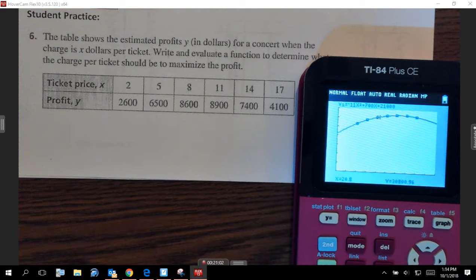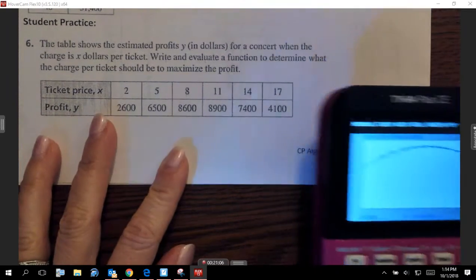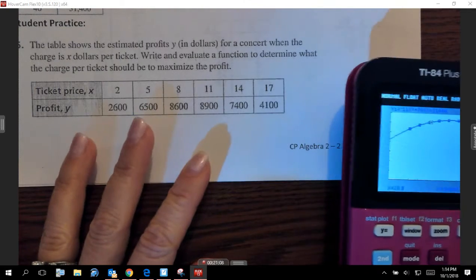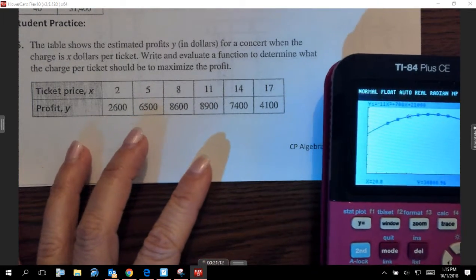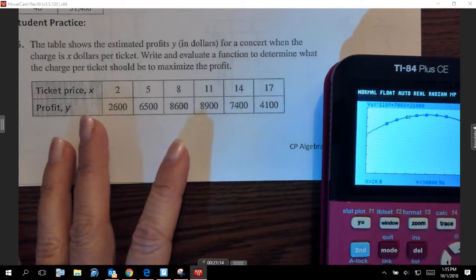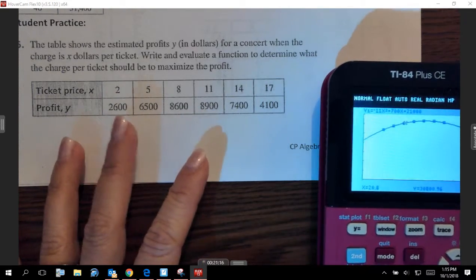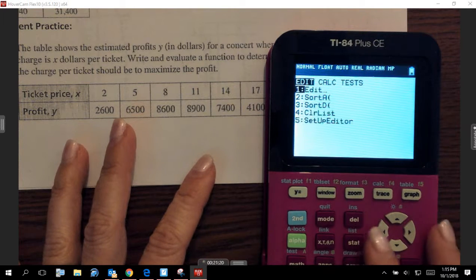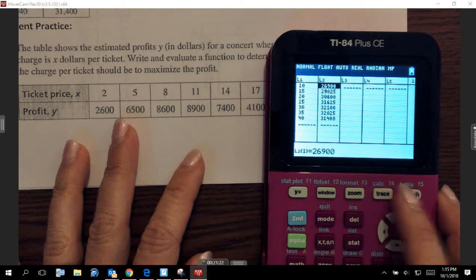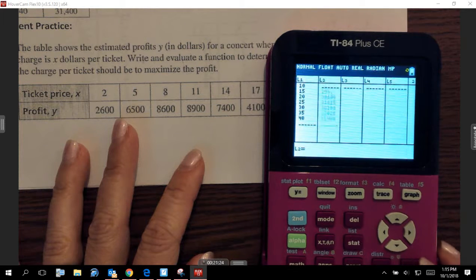All right, this one says the table shows the estimated profits in dollars for a concert when the charge is x dollars per ticket. Write and evaluate a function to determine the charge per ticket that should maximize profit. I don't know why I can't read today. Stat, edit, clear the stuff from before.